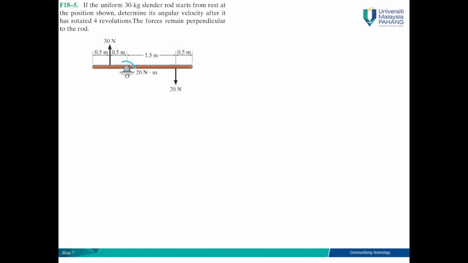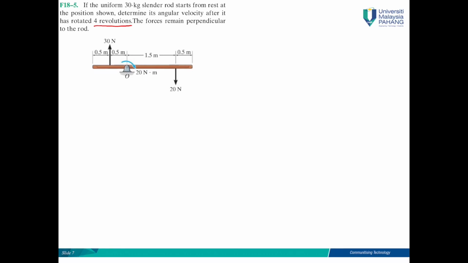Okay, now let's look at another example of calculation of work done. Now we have a 30 kg slender rod that starts from rest at the position shown. Determine its angular velocity after it has rotated 4 revolutions. So this is the distance that the rod has rotated. This is the key that we have to use in order to calculate the work done.